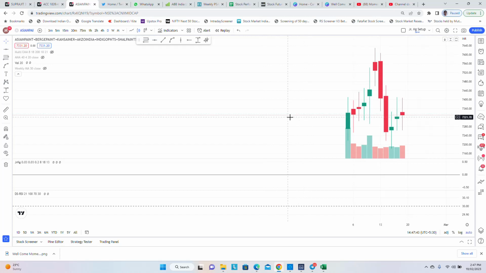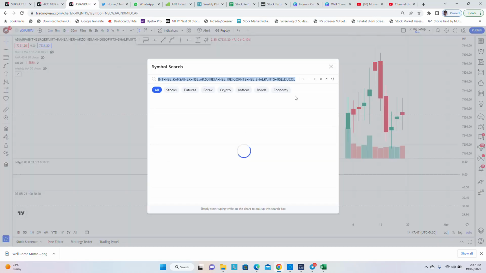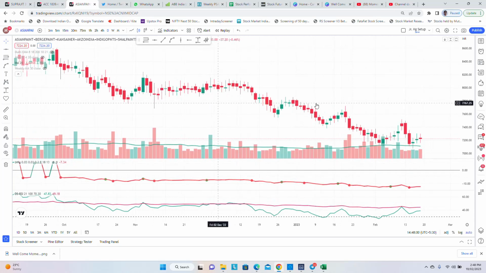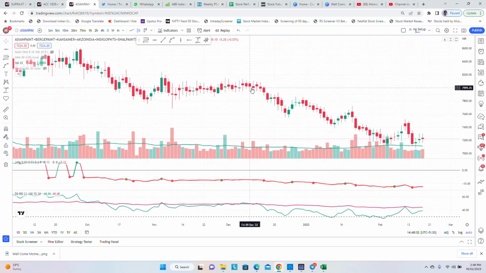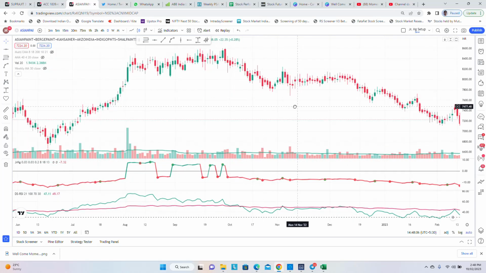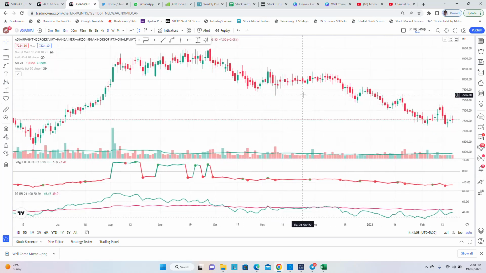I think the reason it has formed such a small index may be that one of the companies was just recently listed, so we will remove that one. Yes, perfect now. If you see, this is the index for paints. This is how it looks.